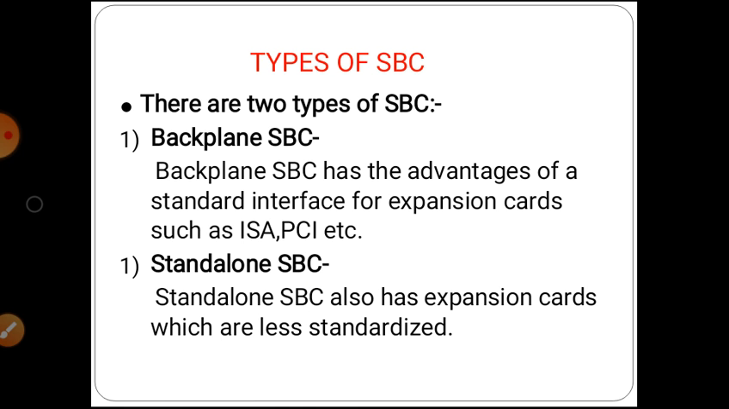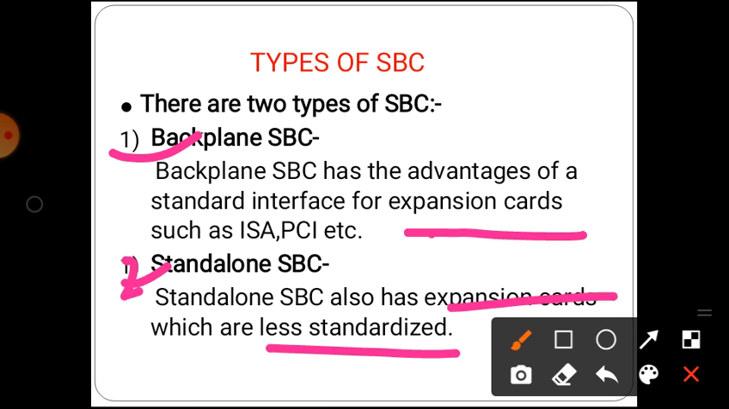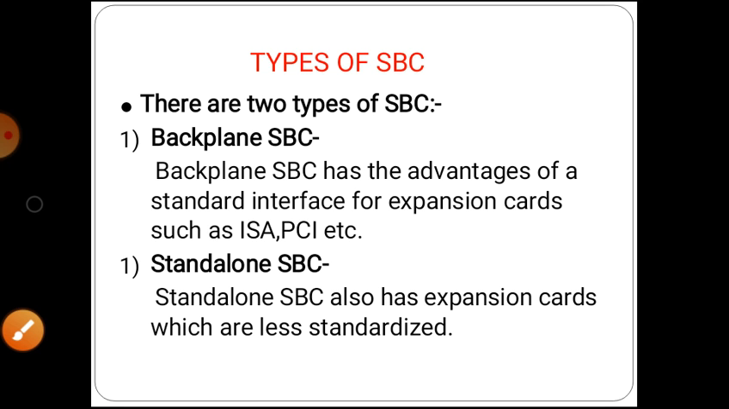Now types of SBC. There are two main types of SBC. First, backplane SBC, and second, standalone SBC. Backplane SBC has the advantage of a standard interface for expansion cards, while standalone SBC has expansion cards which are less standardized. These are the types of SBC.